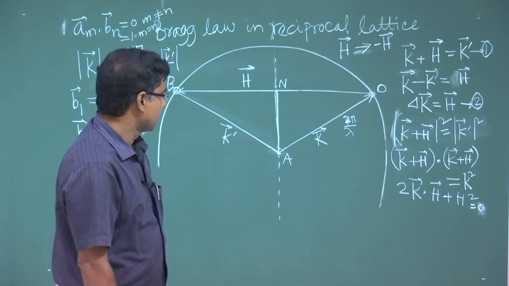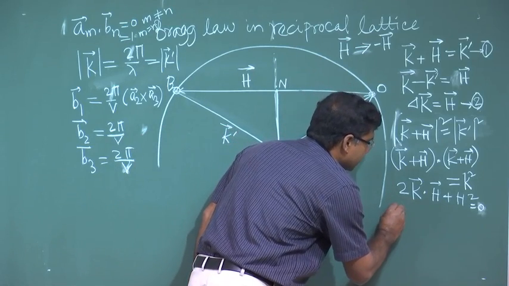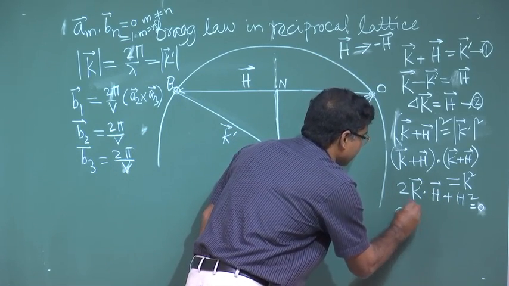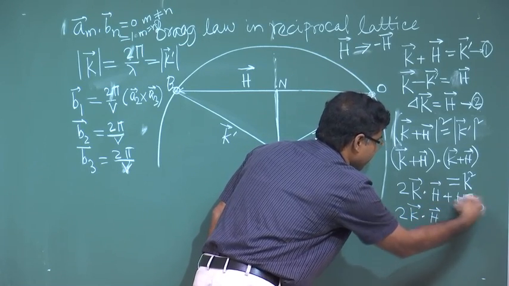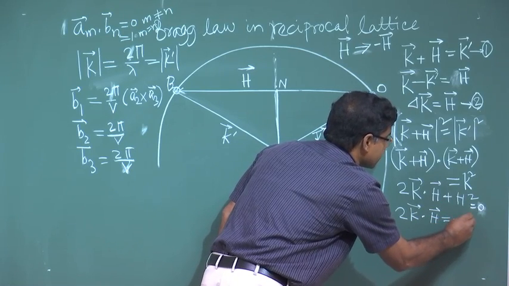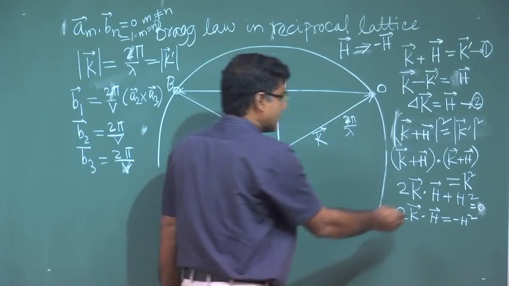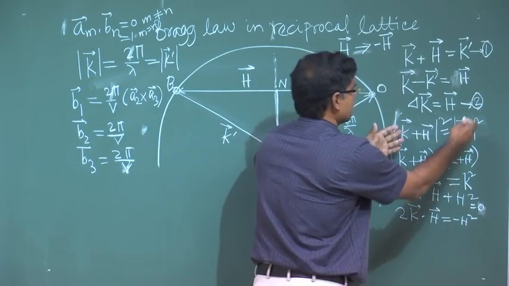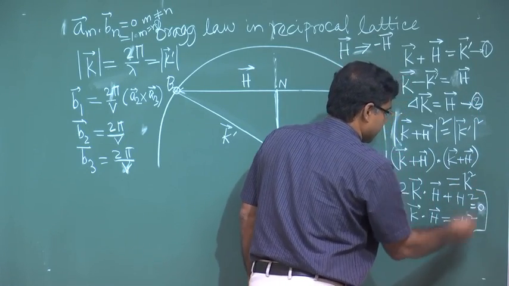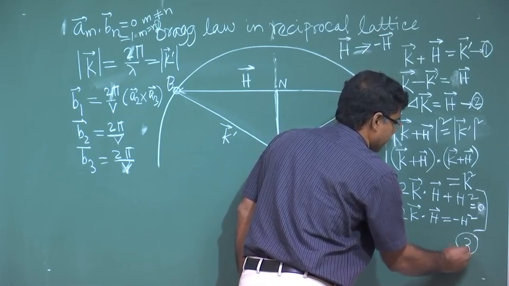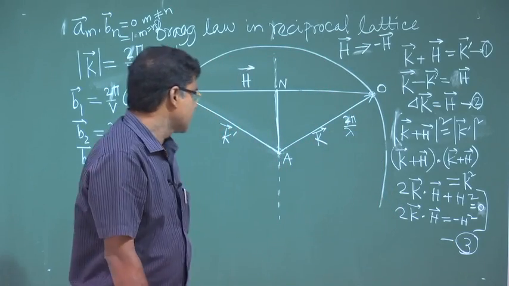Okay. So we can write either this, or we can just keep the other one, the other direction side. This can be minus H square. Okay. So this is another form. So if this is 2, then I can say this form is basically 3. Okay.